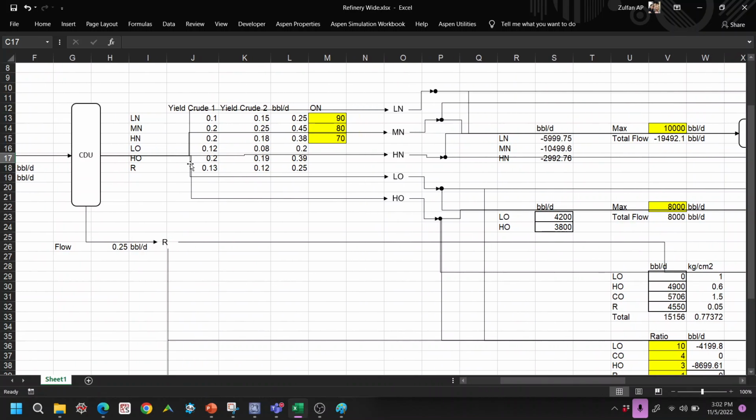So we have the yield if you use crude 1. These are the yields, so these are the data that you have for each of these: light naphtha, medium, heavy, oil residue.